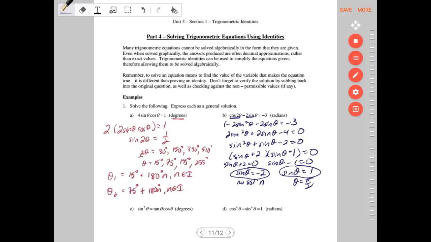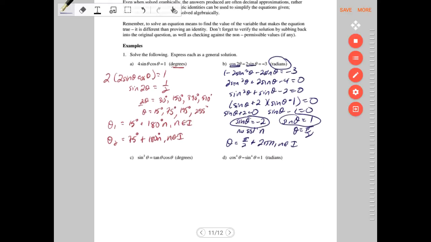And so my general solution, and again, this is in radians, is theta equals pi over 2 plus, and that only happens when it's at pi over 2. So we have to do a full rotation to get the remaining solutions. So that's 2 pi n, where n belongs to the integers. All right, good.